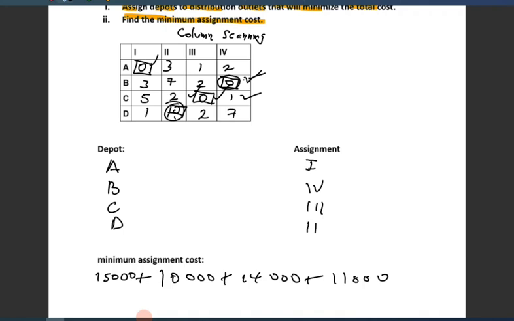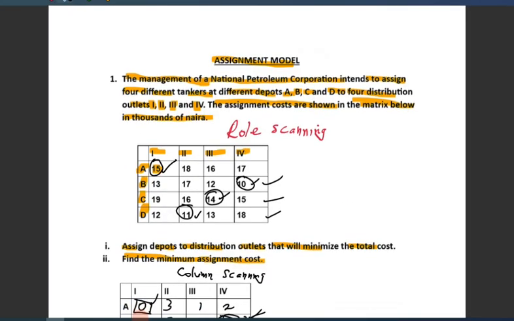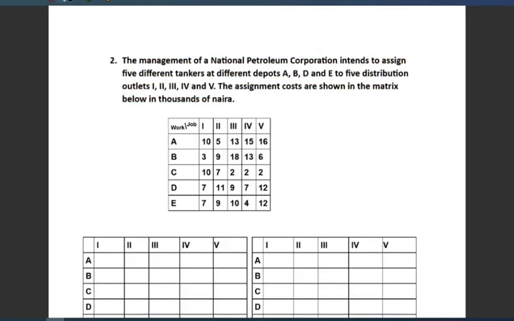25 plus 14, 39, that's 50,000. So that's going to be equal to 50,000 naira. So that's the minimum cost assignment. Now I'll take another example on this.